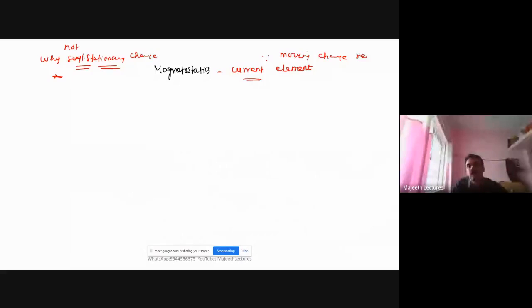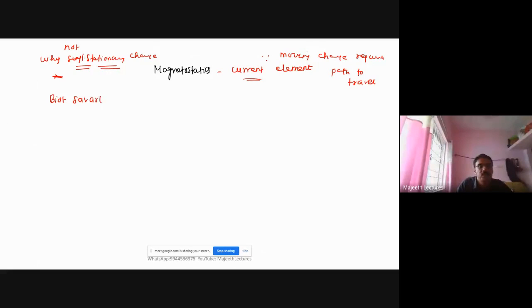Moving charge requires a path to travel. If there is a path, then only it can move; otherwise, it cannot move. So magnetostatics is created by moving charge, which we can generally call a current element as the source of magnetostatics. Like in electrostatics we have Gauss law and Coulomb's law, here we have the Biot-Savart law.